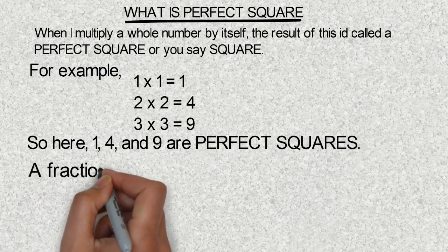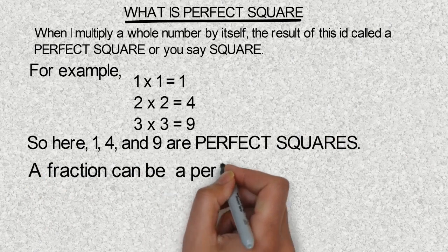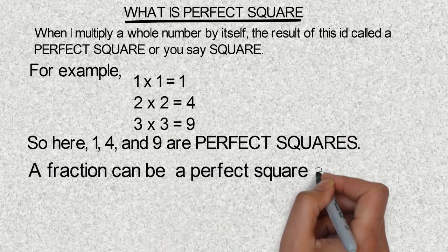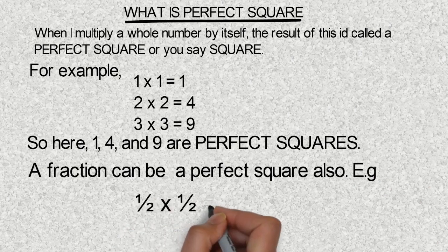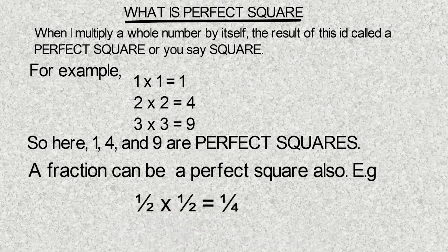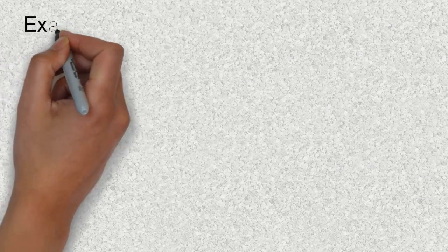Also, a fraction can be a perfect square, e.g., 1 over 2 multiplied by 1 over 2. If you multiply the upper part, 1 times 1 will give me 1, and the lower part, 2 times 2 will give me 4, so I have 1 over 4. So 1 over 4 also is a perfect square.